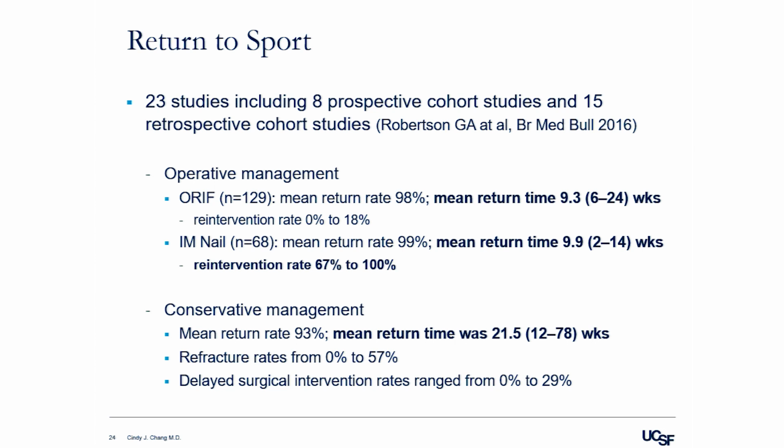Mean return time is the same, weeks, but the re-intervention rate, having to go back in there to take out that screw, is 67 to 100%. And in conservative management, that rate was 21%. So look at the difference, 9 weeks to 10 weeks versus 21 weeks.